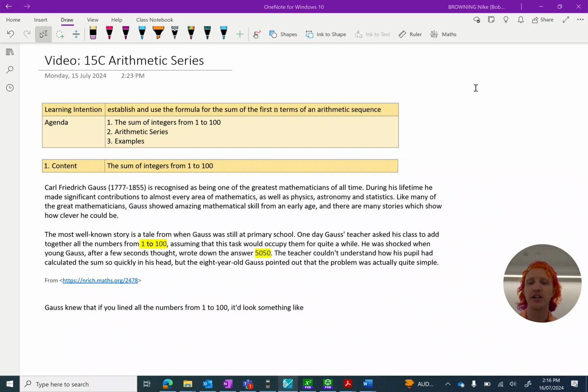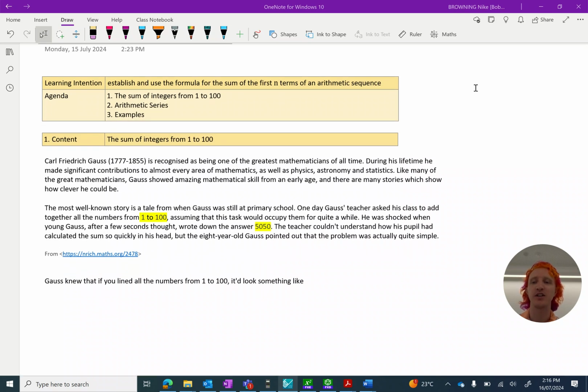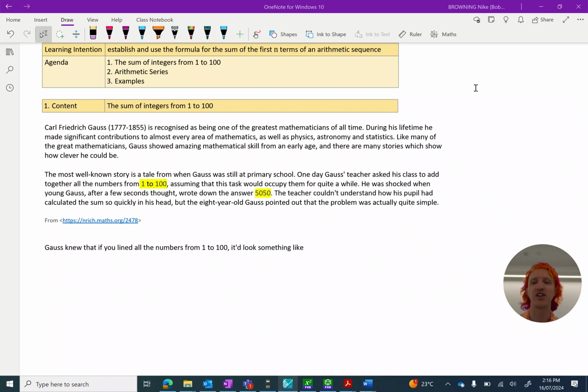Welcome to another video in our series on sequences. Our learning intention is to establish and use the formula for the sum of the first n terms of an arithmetic sequence. We're going to start off with a history lesson from Carl Friedrich Gauss. He's one of our greatest mathematicians, particularly in areas of mathematics, physics, astronomy, and statistics.